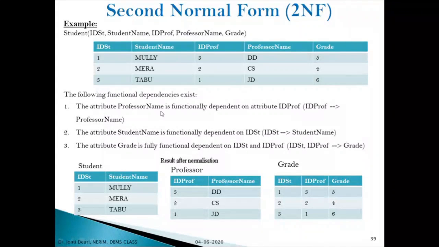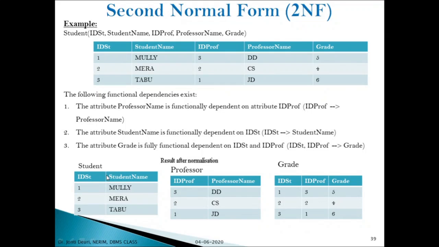Attribute professor name is functionally dependent on attribute professor ID. Professor ID determines professor's name, and student ID is determining the student name. But for the grade, both student ID and professor ID are determining the grade. We need both of them. These two names are not needed for the grade. Only student ID and professor ID are needed for that.